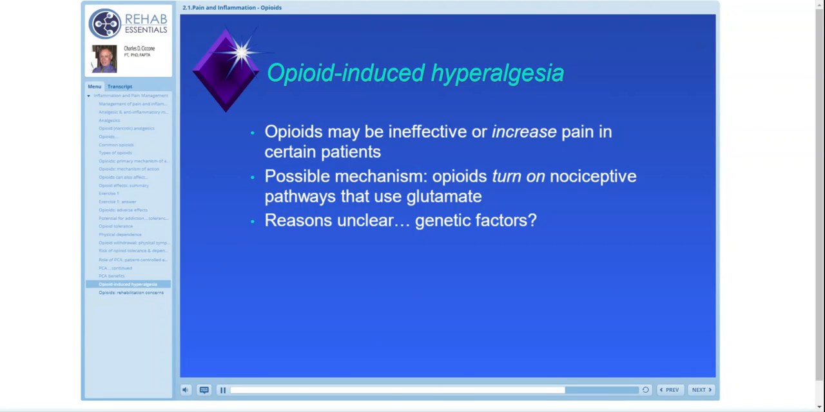What we can do is monitor their pain carefully. And again, if you consistently see that pain increases 30 minutes after they get an oral dose, or after they have administered a small dose by PCA, you may be seeing this phenomenon right here. And it's certainly something we can document and let the physicians know.